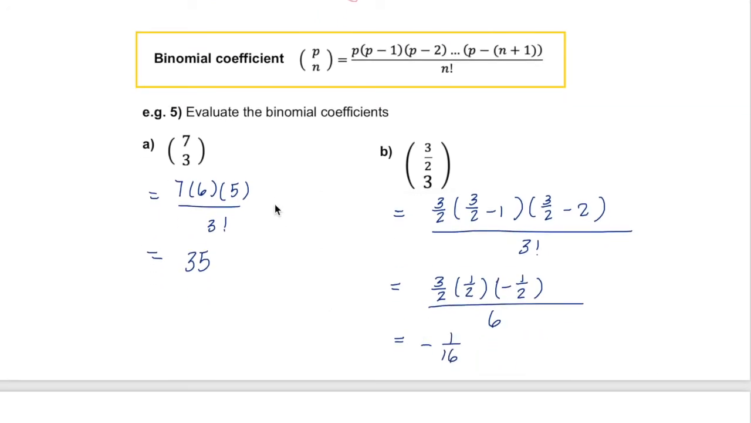So let's practice. Evaluate the binomial coefficient 7 choose 3. Using this formula, it's going to be 7 times 6 times 5, so 3 numbers at the top over 3 factorial. What about B? Now you have 3 over 2 choose 3. What it means is the bottom number indicates you have 3 over 2 times 3 over 2 minus 1 times 3 over 2 minus 2 over 3 factorial. And then you simplify. Very interesting, right?